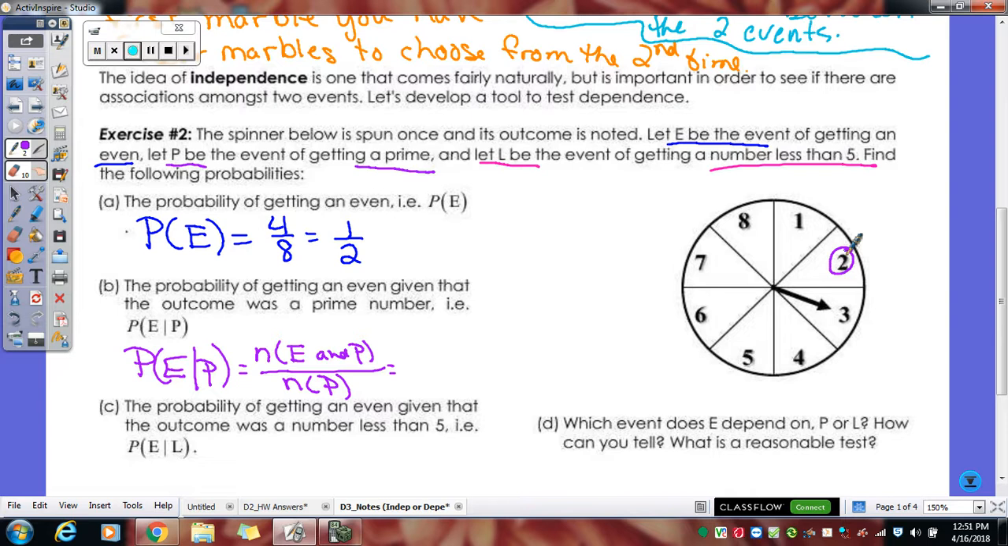2 is the only one that is even and prime. So there's one of them. How many prime numbers do we have? 5. False. Can you talk about what a prime number is?